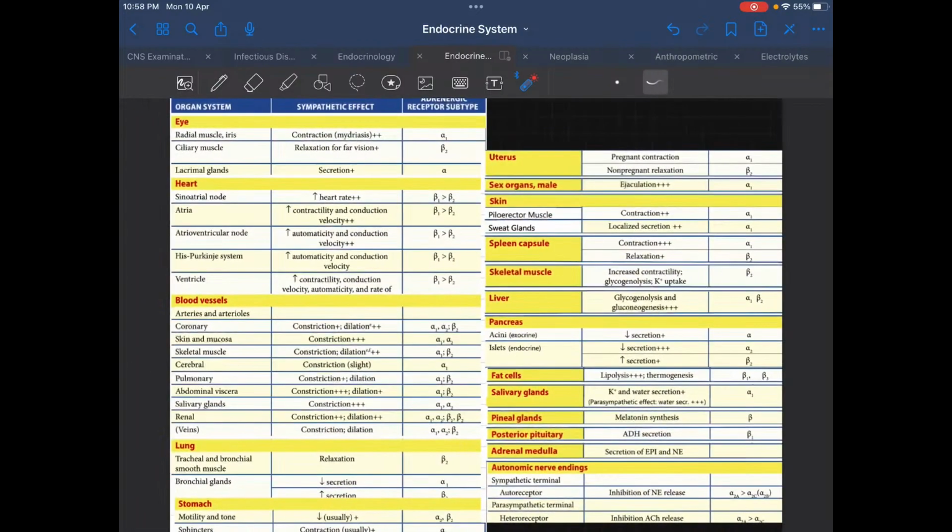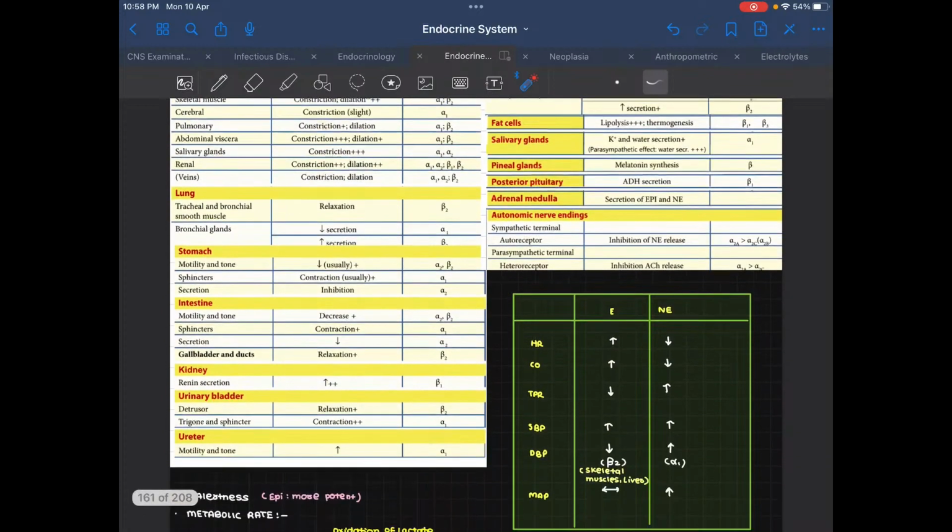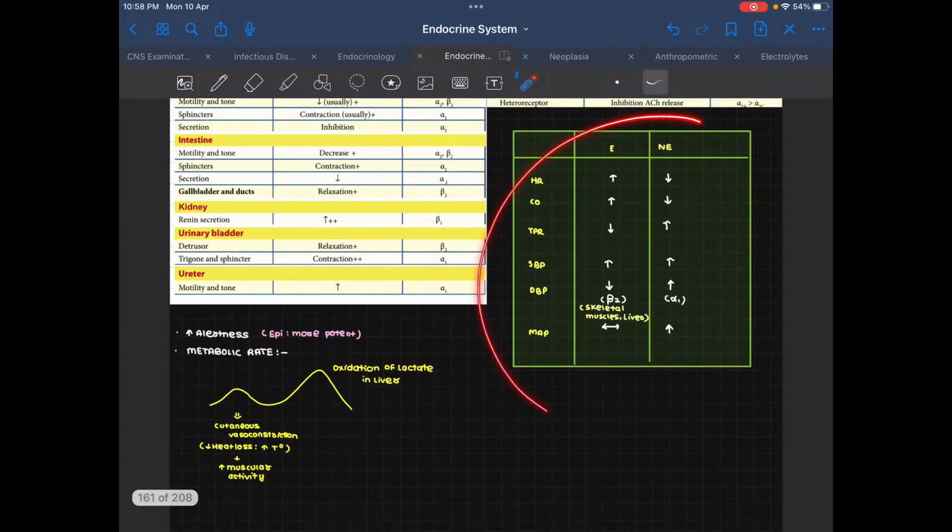And these are the different effects of the sympathetic nervous system on the different glands and organs. We are not going to discuss that as well. This is only for your reference. You can watch that. Just focus on epinephrine and norepinephrine and what they do in fact.